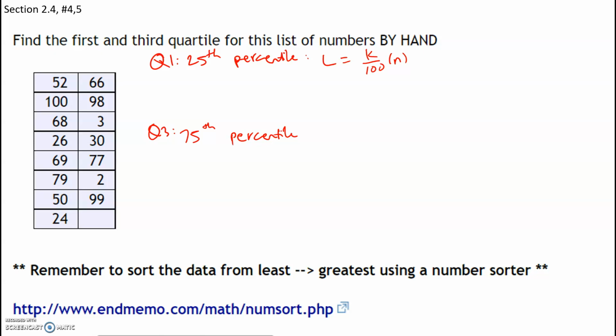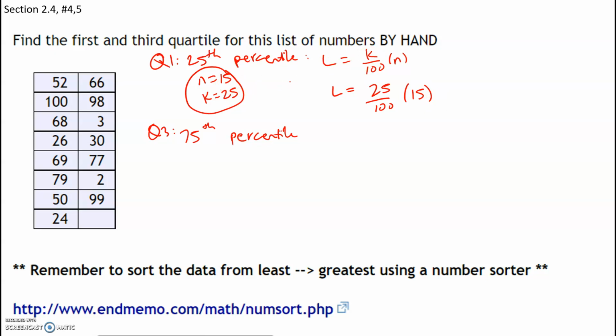So L equals k over 100 times n, where k is the percentile and n is the total number of values. So we have 1, 2, 3, 4, 5, 6, 7, 8, 9, 10, 11, 12, 13, 14. We have 15 total values, which means n is going to be 15 in this case, and k is going to be 25 because we're looking at the 25th percentile.